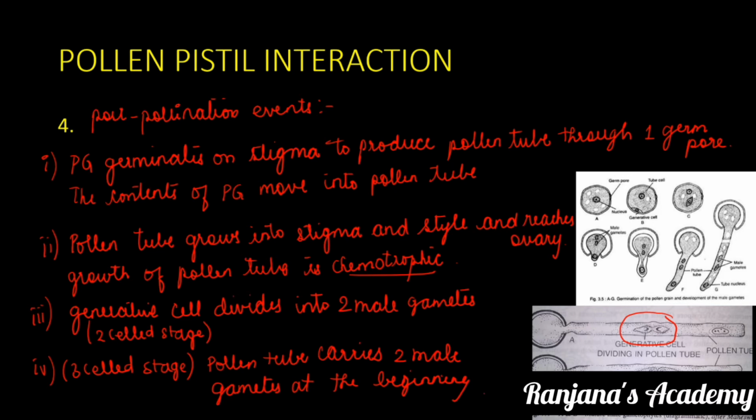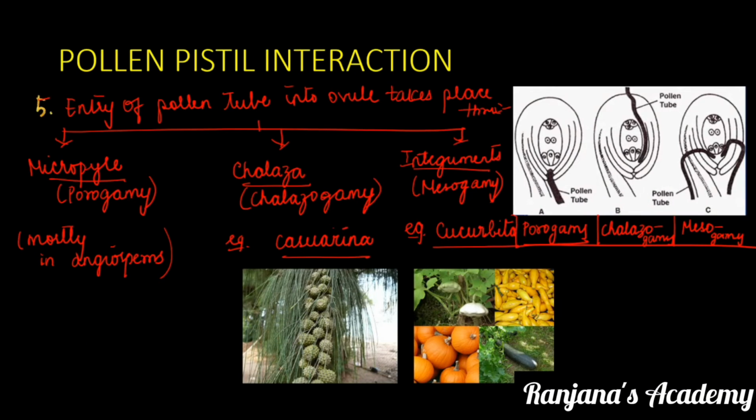Okay, on the way, this male gamete, this generative cell, what is the generative cell? That elongated piece which is floating on top of the nucleus of your vegetative cell, isn't it? This generative cell will split into two male gametes. This is called the two cell stage. In a few of the angiosperms, there is a different case. Two male gametes will be carried from the beginning. They will split before itself, not at this spot. That stage is called the three cell stage. Fine, was it clear?